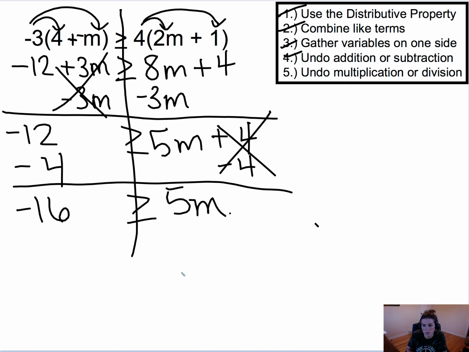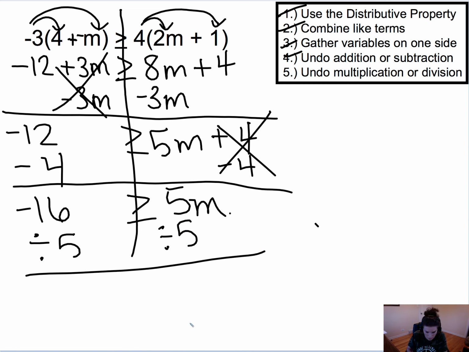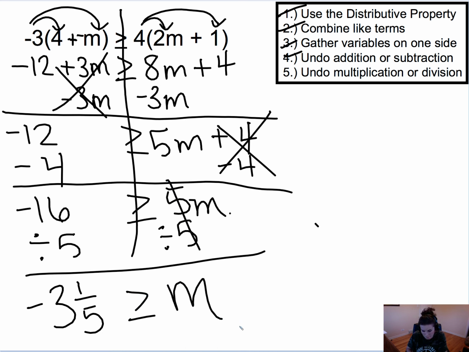And then the last step is to undo multiplication or division. So since this is 5 times m, I will divide by 5 on both sides. And then negative 16 divided by 5 is negative 3 1/5. And then before you bring down the sign, ask yourself, did we multiply or divide by a negative number? No, we did not. It was positive, so my sign stays the same. The 5's cancel and I bring down the m.